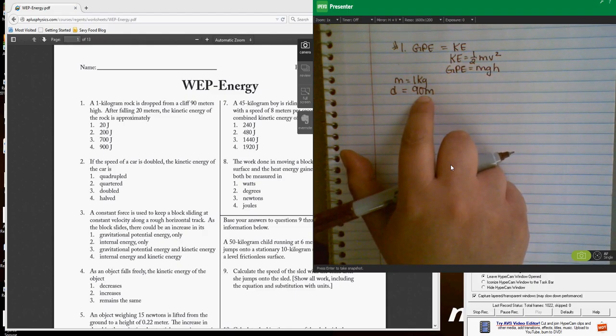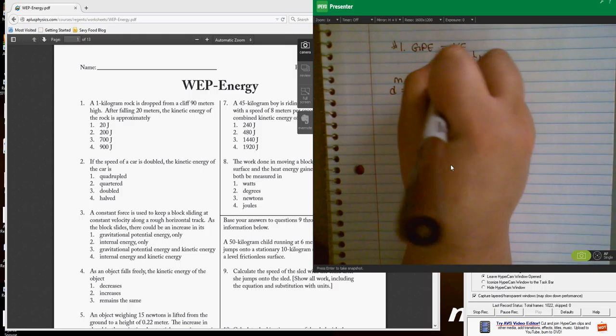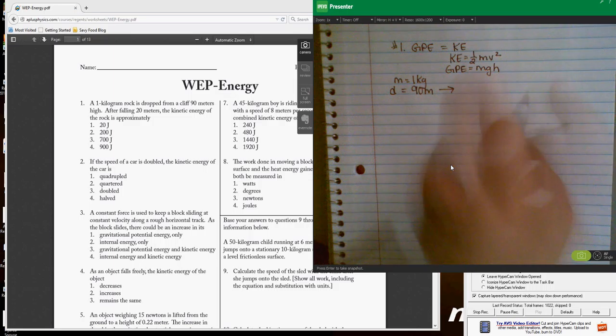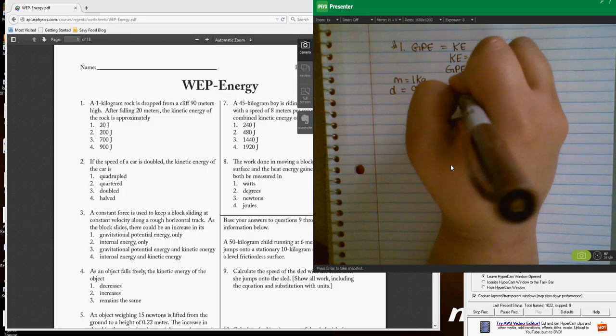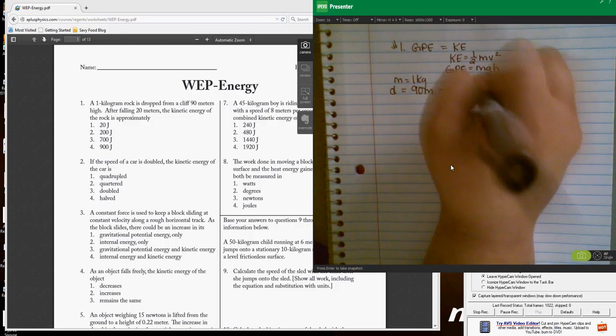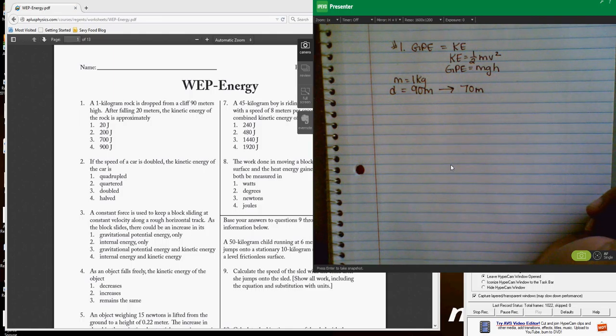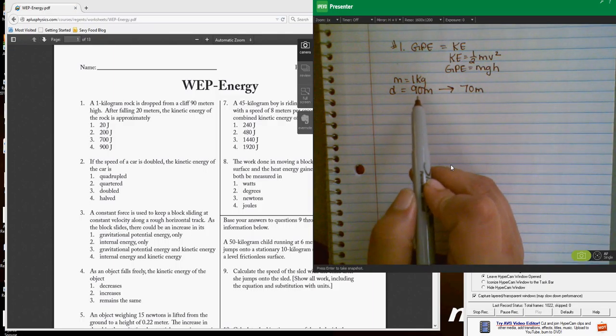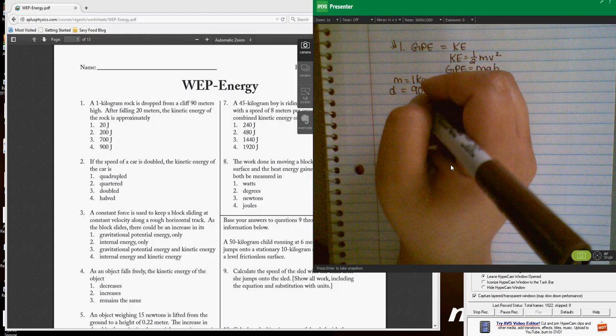But it wants us to calculate the kinetic energy of the object after it has fallen 20 meters. Well, if it fell 20 meters, that means it's at a height of 70 meters. So you're not even using the 20-meter number in the equation. You have to be able to say what height the object is at after it has fallen 20 meters.